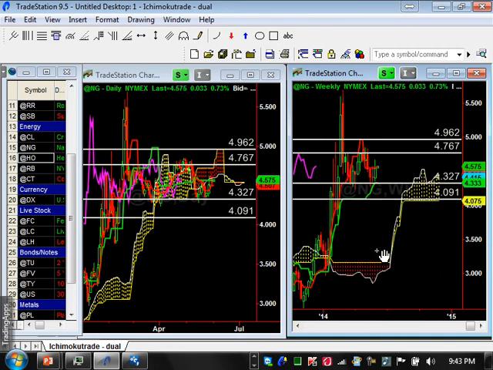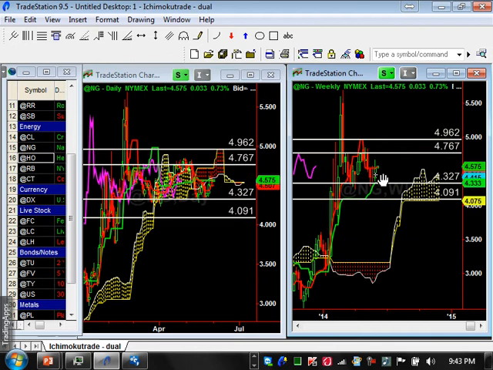So this is still a counter-trend bullish movement here. The key thing here is we're holding this support level, 4.327. We've tested it a couple of times. We're holding it now. The green line's moved up to that level, and we now have a possibility of a major support here, and we have a possibility of going higher.